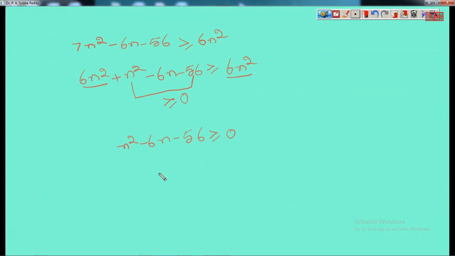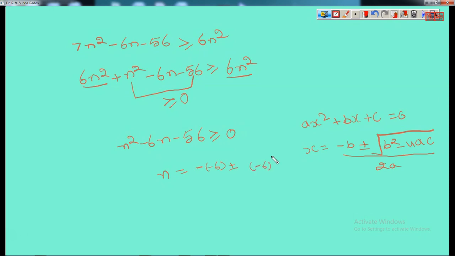Now this is a quadratic equation. Then what is the value of n? This is ax square plus bx plus c form, no? Then what is the value of x? X is minus b plus or minus square root of b square minus 4ac divided by 2 times a. Then what is the value of n here? Minus b means minus of minus 6, plus or minus b square means minus 6 whole square, minus 4ac means 4 into 1 into minus 56, divided by 2 times a, that is 2.